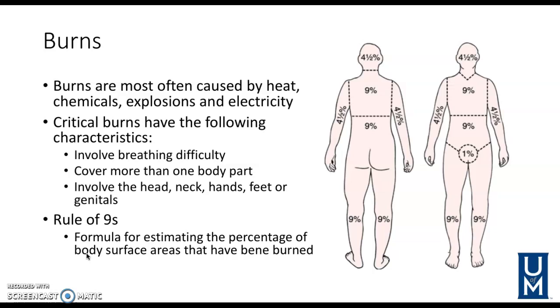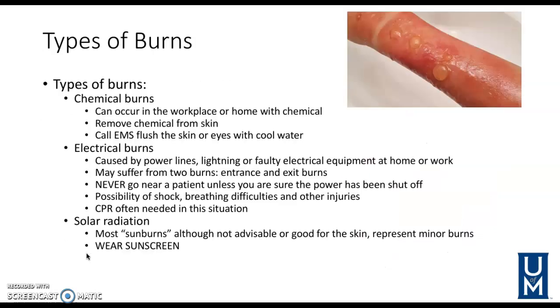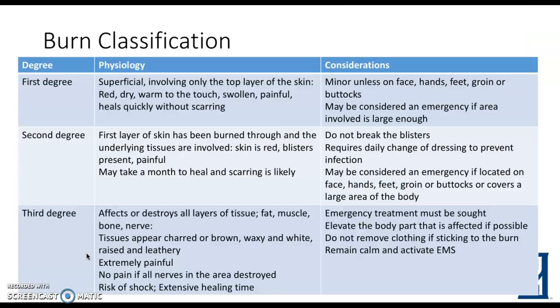And so you add up those percentages as to where the burns are located, and it gives you the percentage of how much of the body has been burned. And this is called the rule of nines. There are different types of burns, as I mentioned. Some come from chemicals, other electrical, and then even solar radiation. So think sunburns can be important to think about as well.